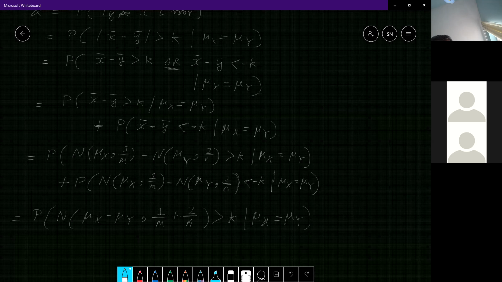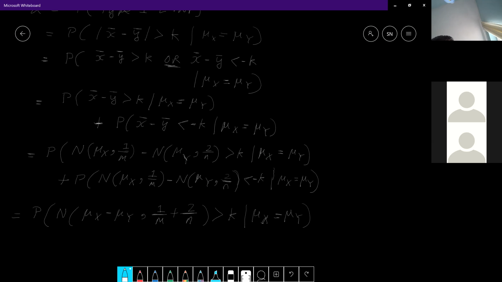That's the first term. The second term is the probability that a normal with mu x minus mu y, that's the mean, the variance is 1 over m plus 2 over n, less than minus k, given mu x is equal to mu y. Okay.